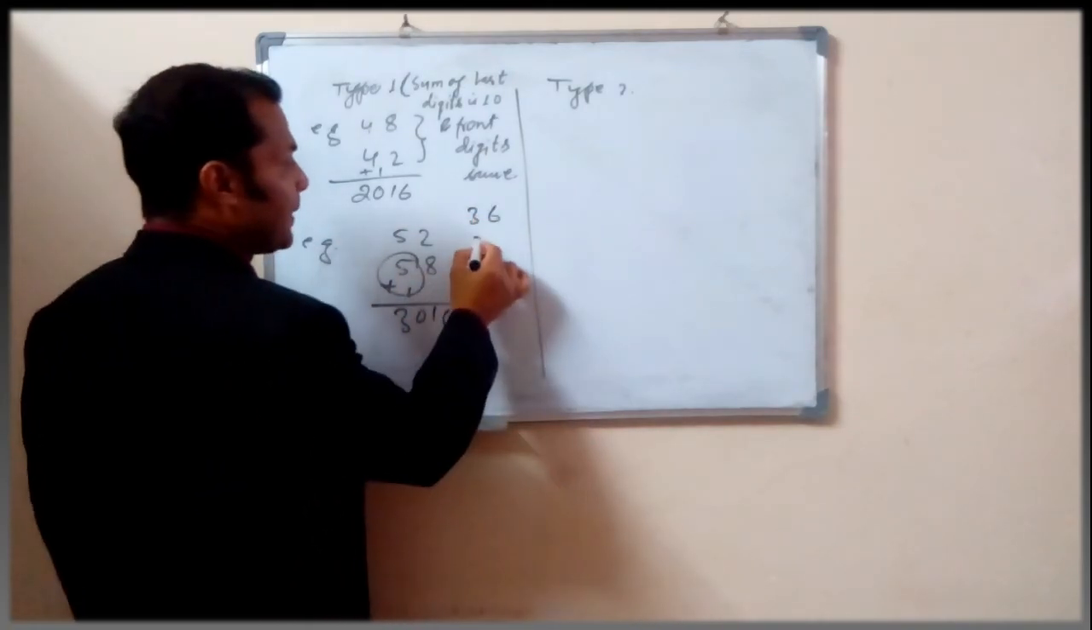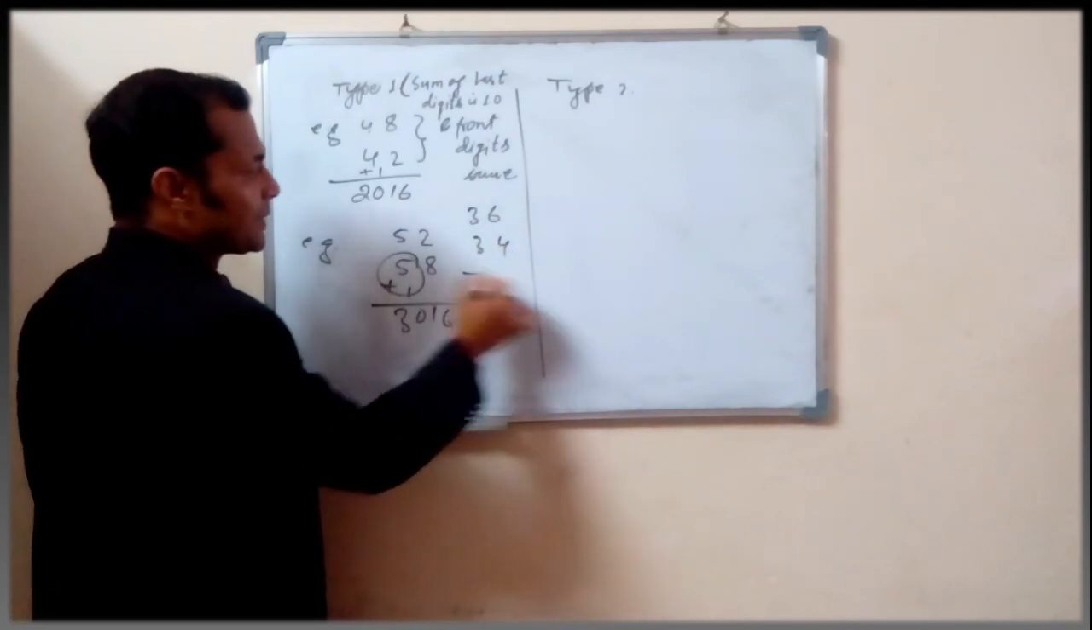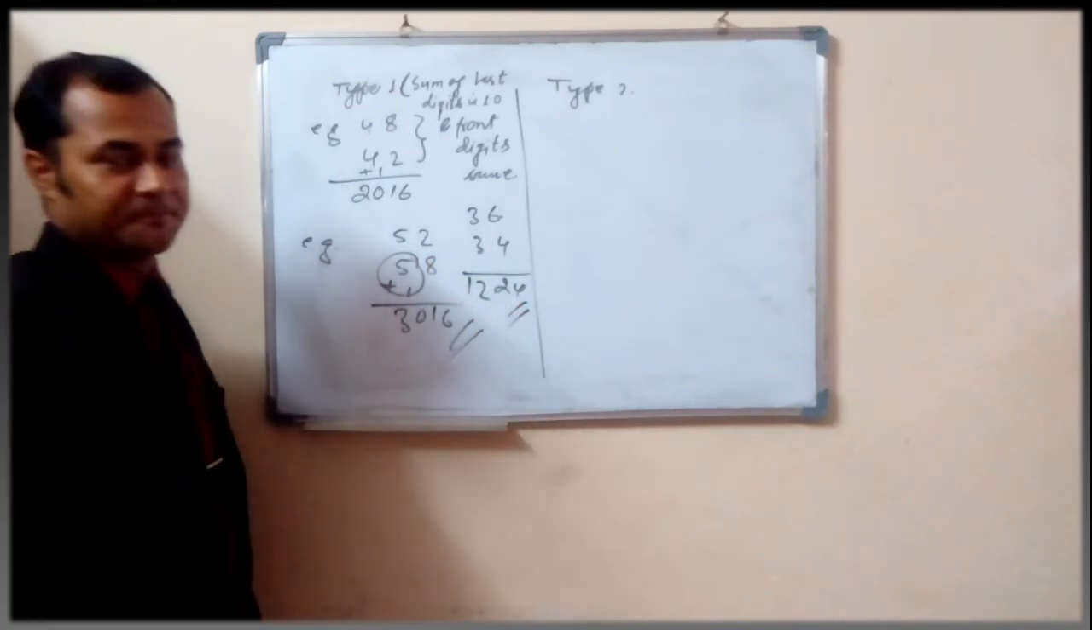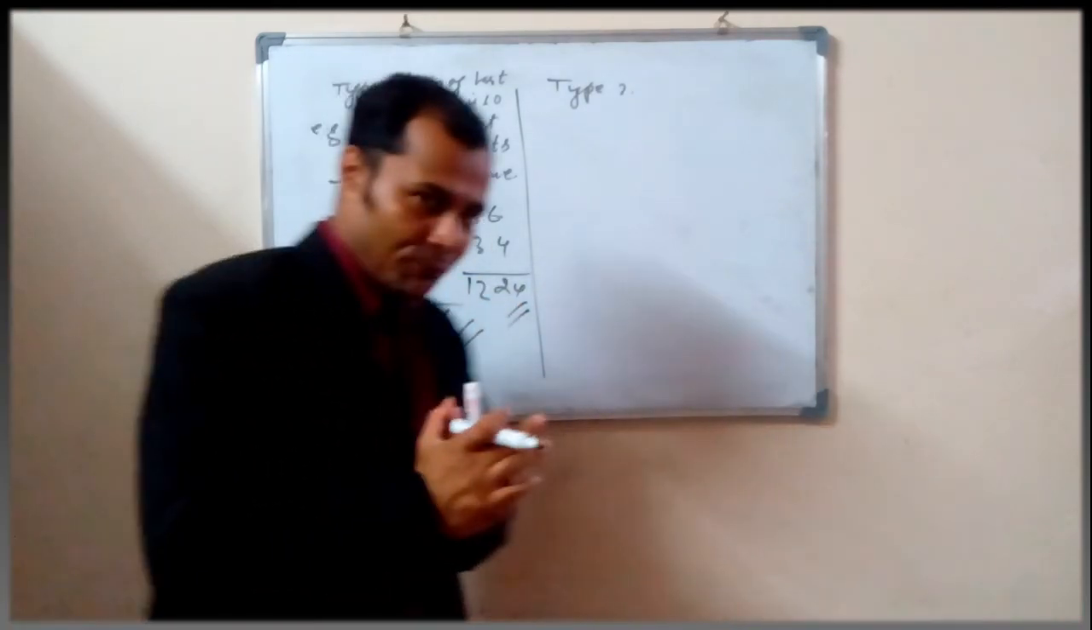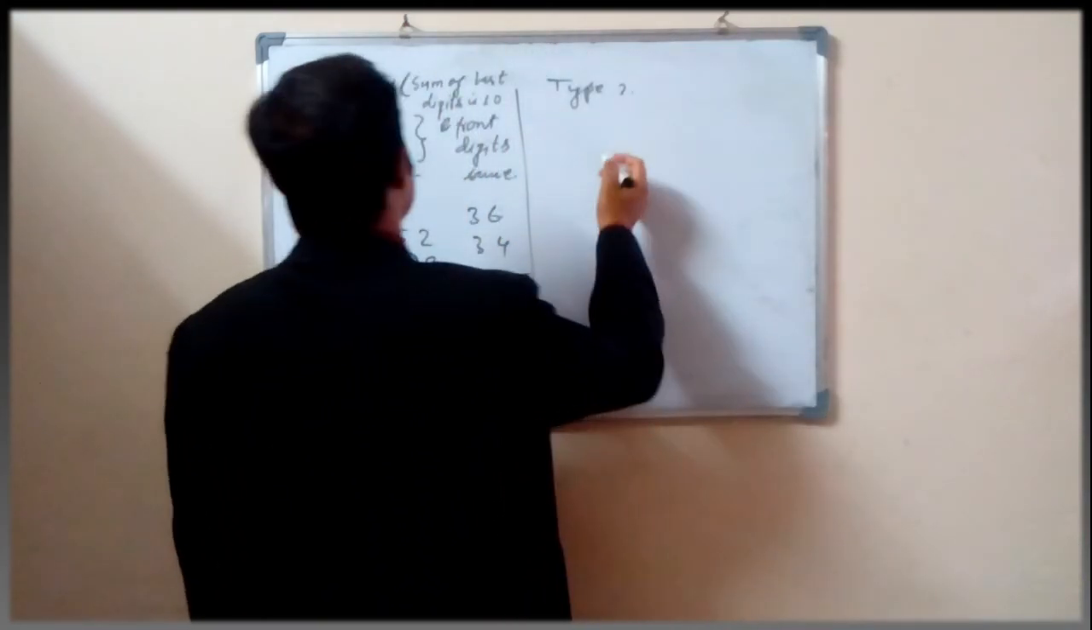36 and 34. Look at these two, their sum is 10 and the front digit is the same. So 4 6s are 24, and 3 plus 1 is 4, 4 3s are 12. So that's the answer. Now I'll show you type 2.